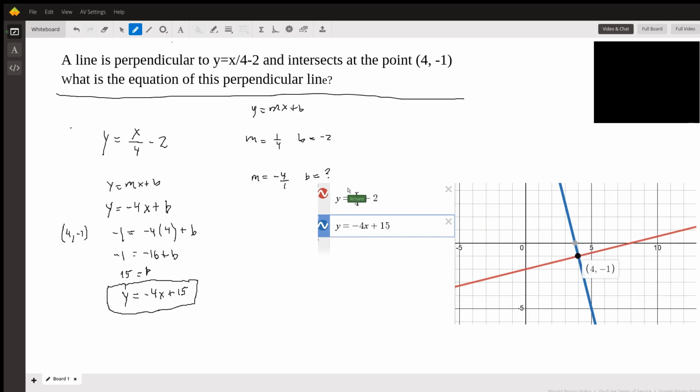Okay, so you can see I put in the red. The red line is just the original equation, y equals x over 4 minus 2. You can see that's the red line. And then the blue line is this other one that we found, which is supposed to be perpendicular.